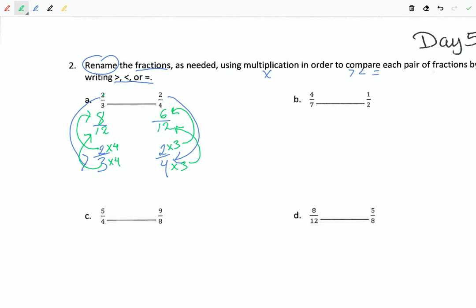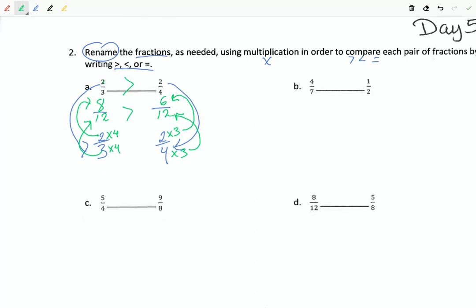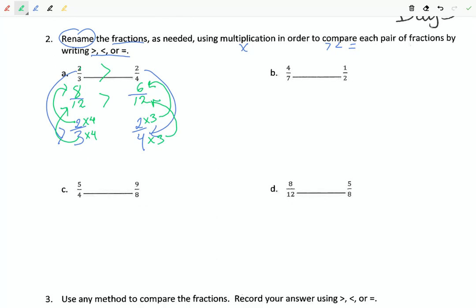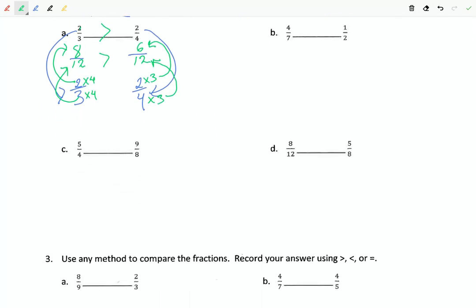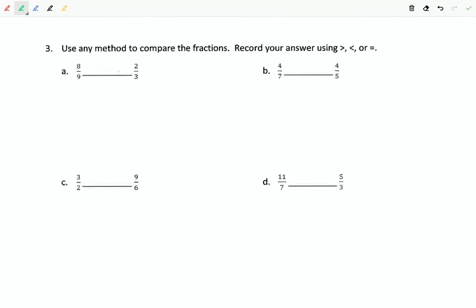So 6/12. So now that we have 12 and 12 as denominators, we can go ahead and accurately compare. 8/12 is more than 6/12. So then the symbol is greater than. And so that's how you would do number 2. Again, if it helps you to draw models, by all means, go ahead and use them. But if not, you can just multiply top and bottom, okay, by the opposite denominator.